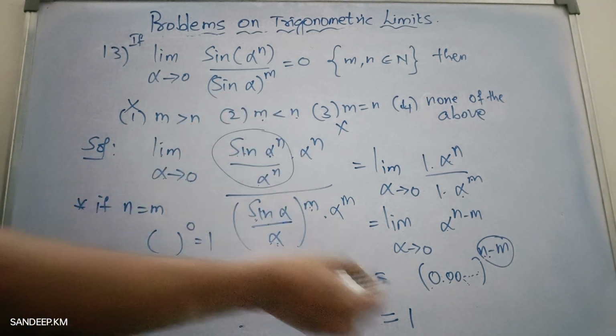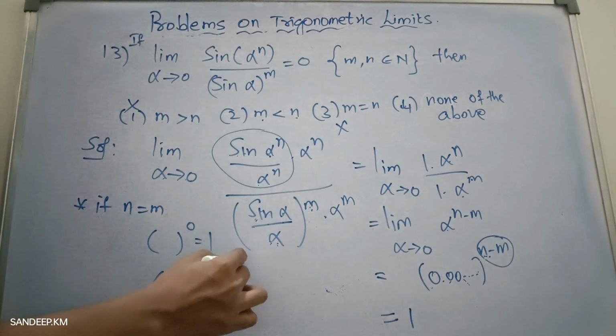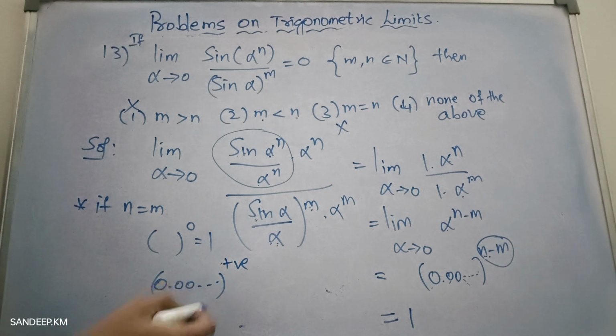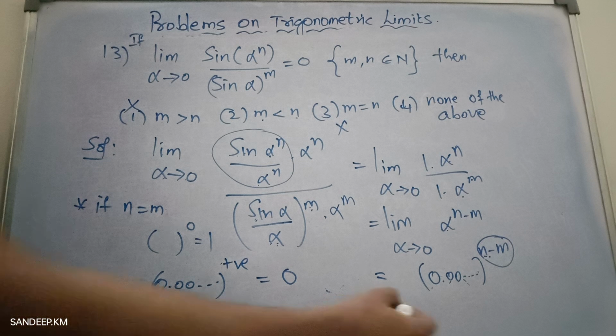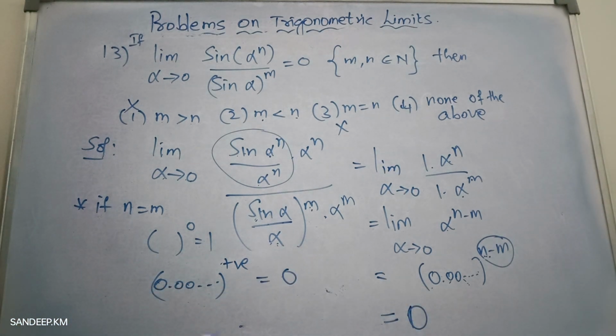If m is less than n, the power is a positive number, and 0.0000 and so on, a positive power will be 0 only. So the answer will be 0 when, dear students, m is less than n. Think about it. Easy question only. Okay? We'll go with the next question.